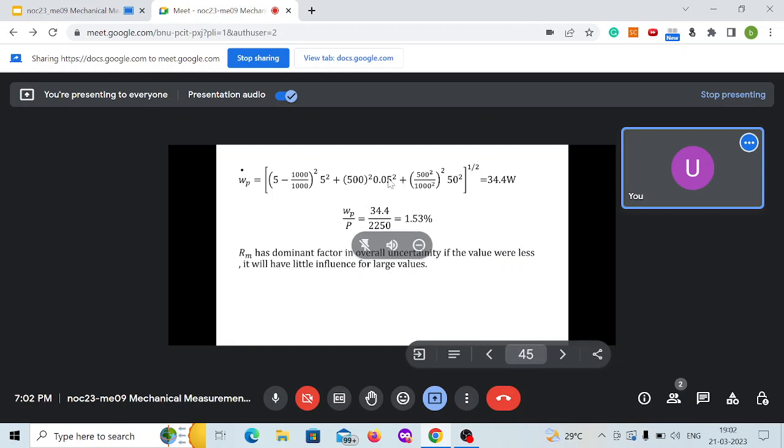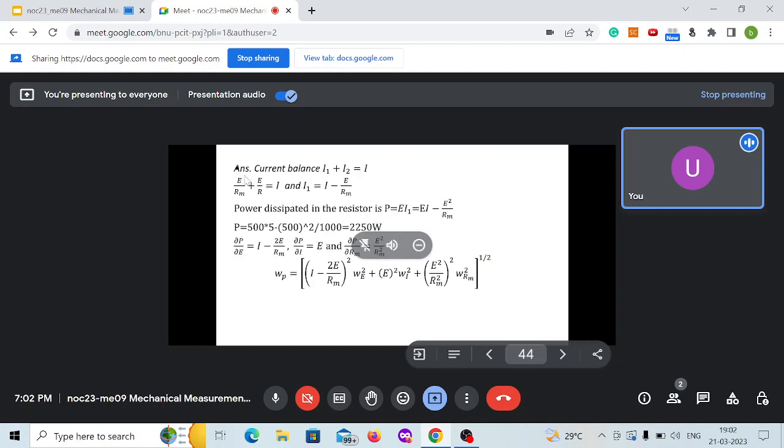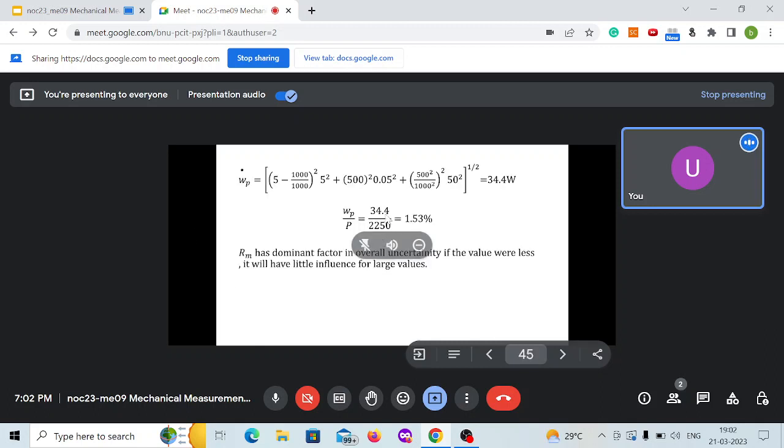ωI is 0.05, because it's 1% of 5 amperes, so it's 0.05, plus E²/R² into ωR, which is 5% of 1000, which is 50. So the whole square of that, and the summation raised to the power 1/2 gives you 34.4 watts. So we have ωP, which is 34.4 watts, and we also know power is 2250 watts. In percentage, ωP by P is 34.4 divided by 2250, which is 1.53%.